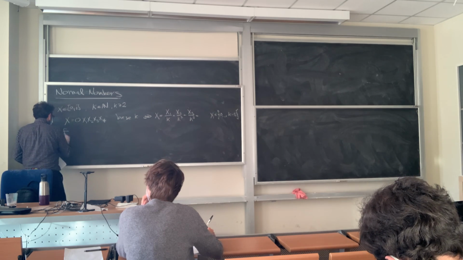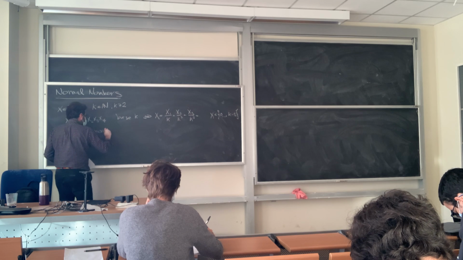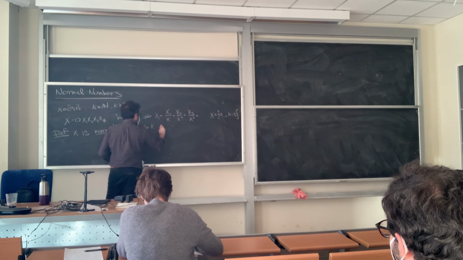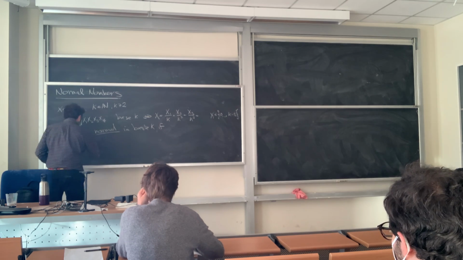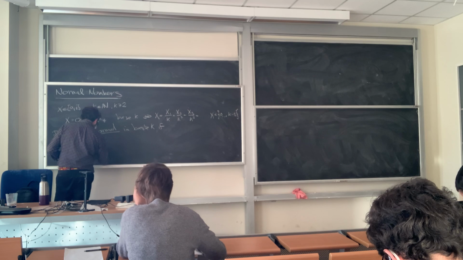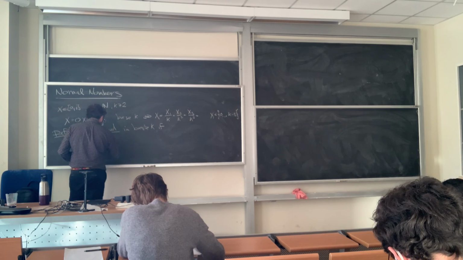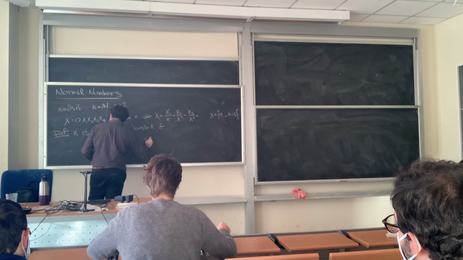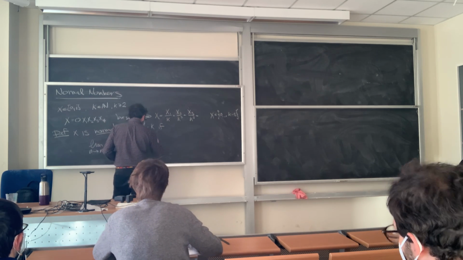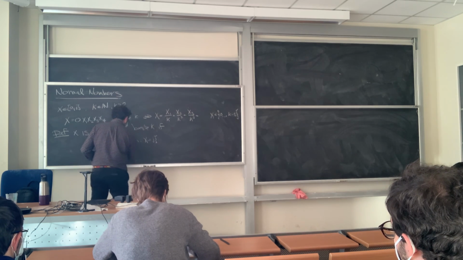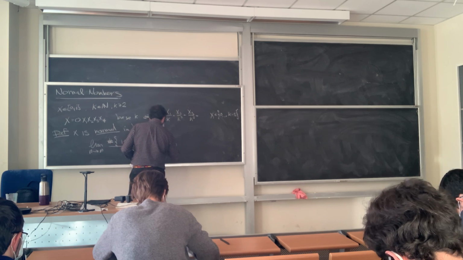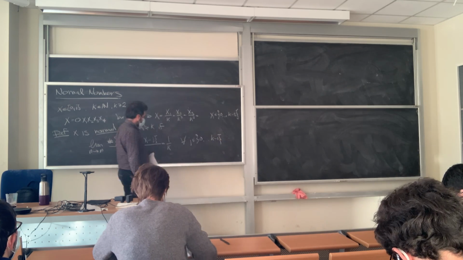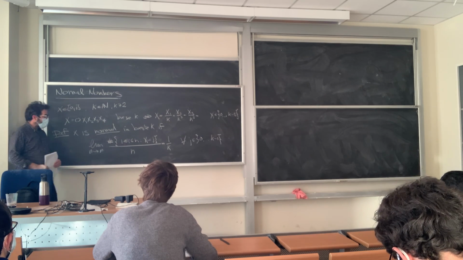Anyway, we say that x is normal in base k if the limit of, it's always the same thing, right? We always have the same thing here. The limit of the proportion of i such that xi equals j, over n, is equal to 1 over k for all j between 0 and k minus 1. So each digit occurs with the same frequency, right?